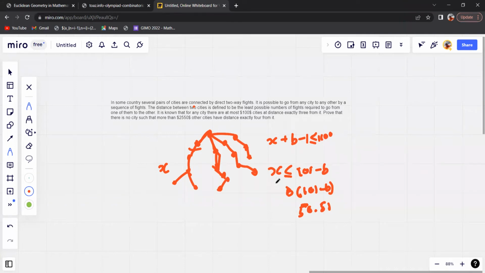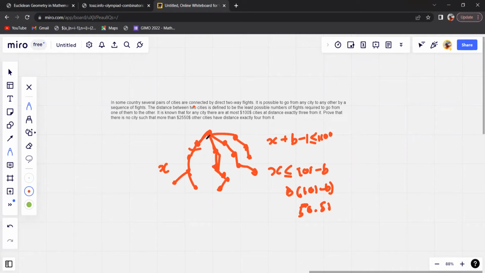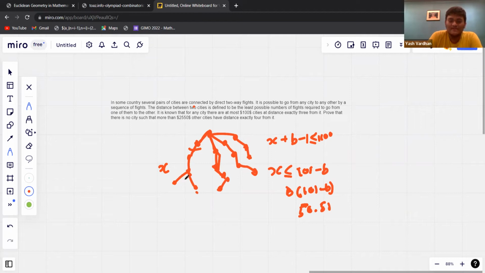But how do you get this inequality, x plus b minus 1 is less than or equal to 100? As Himadri pointed out, you need to consider this first vertex here, and then you look at vertices at distance 3 from it. On each branch, there will be one such vertex, right? You agree? Yes. And the x minus 1 vertices which were distance 4 from this are also distance 3 from this.